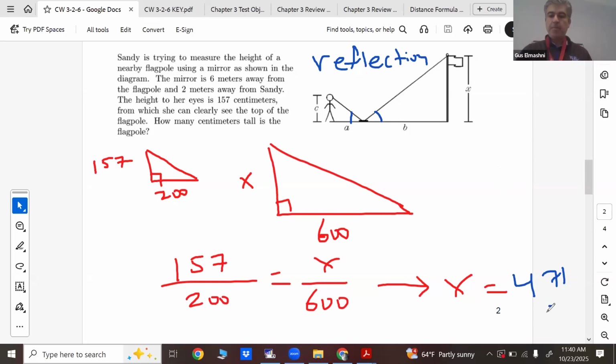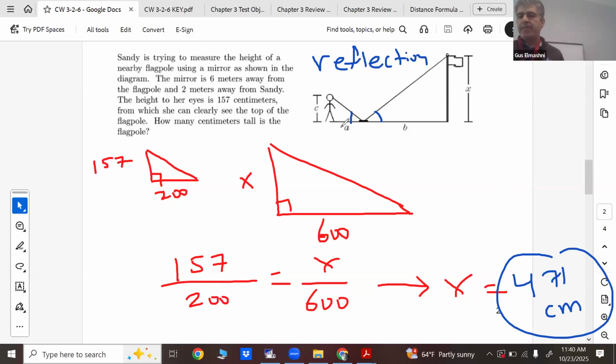How is the big one shorter than the shorter one? Wait, which sides? A and C or B? Just don't go based off looks. It's not to scale. All right, go and try the next one on your own again.